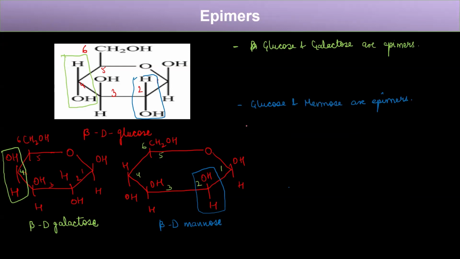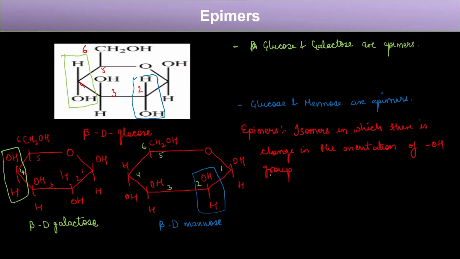So, by this, if someone asks what is an epimer, what can we write? We are seeing that all these three structures have the same chemical formula, right? What is the difference? There is a difference in their structure. So, if they have the same chemical formula and different structure, they are isomers, right? So, epimers are also isomers in which there is a change in the orientation of the hydroxyl group at any one carbon, except the carbonyl carbon.